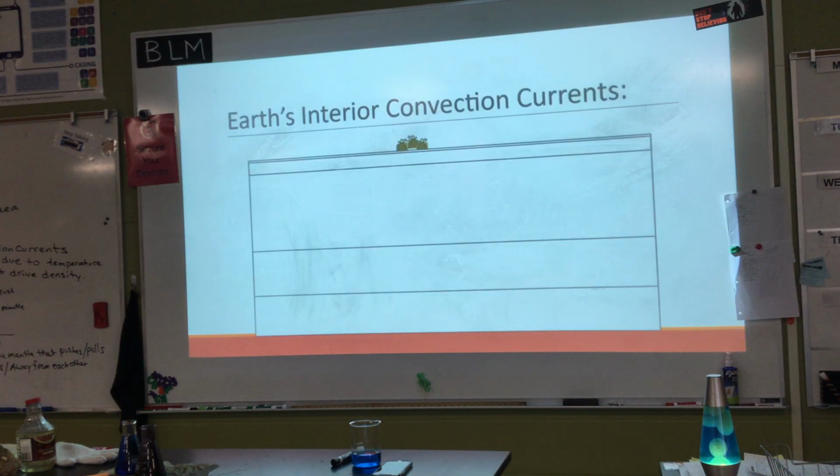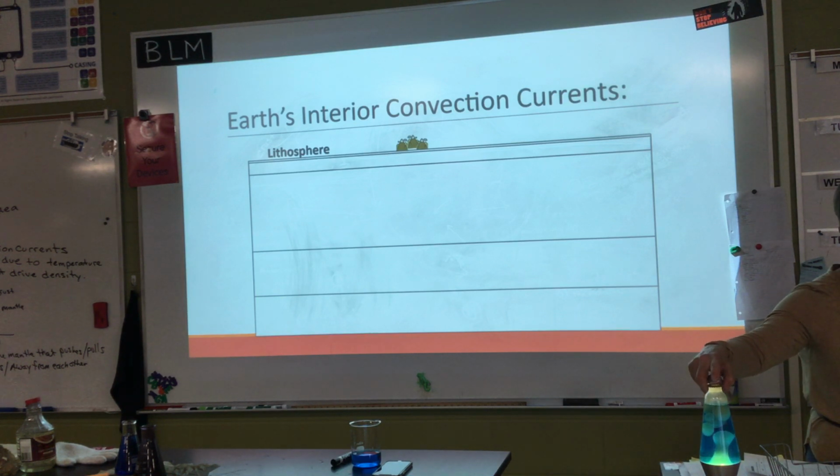All right, we've got one last thing, the Earth's interior convection currents. We're going to label some of these and tie it all together as far as why the convection currents work the way they do. Number one, label the lithosphere. That's the top. The lithosphere is the crust and the upper part of the mantle, the solid part of the mantle. At the very top, write the word lithosphere. So I guess in the lava lamp example, the lithosphere would be like the bottle cap.